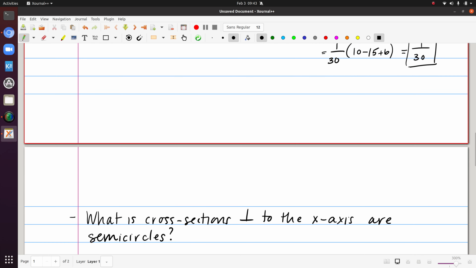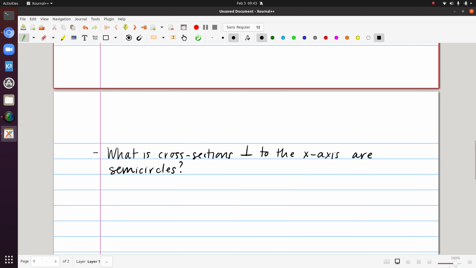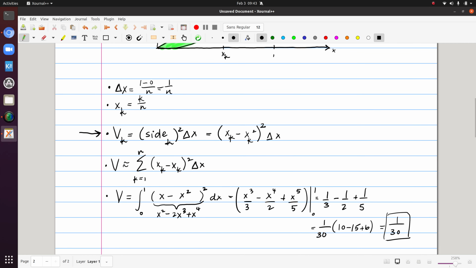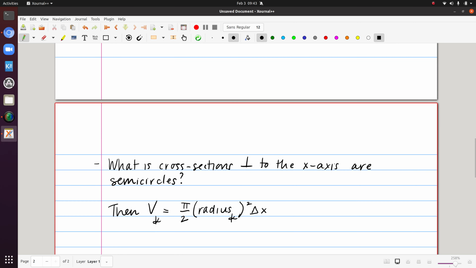So in that case, my volume of a slice will be different. To get the area of a semicircle, we get pi over 2 times the radius squared. And then again, we would multiply that by our delta x to get our three-dimensional volume here. So just like we saw before, we have to pause and think about how this notion of radius corresponds to what we have.